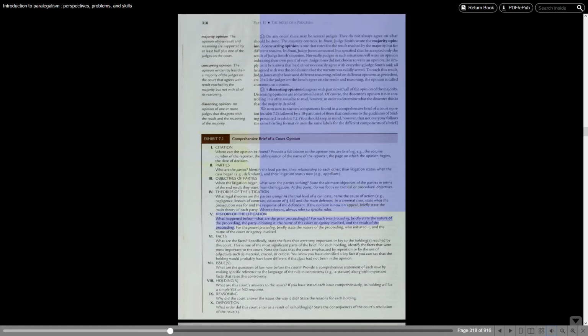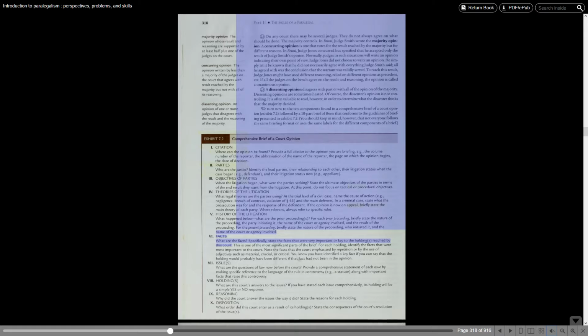V. History of the litigation. What happened below? What are the prior proceedings? For each prior proceeding, briefly state the nature of the proceeding, the party initiating it, the name of the court or agency involved, and the result of the proceeding. For the present proceeding, briefly state the nature of the proceeding, who initiated it, and the name of the court or agency involved. VI. Facts. What are the facts?